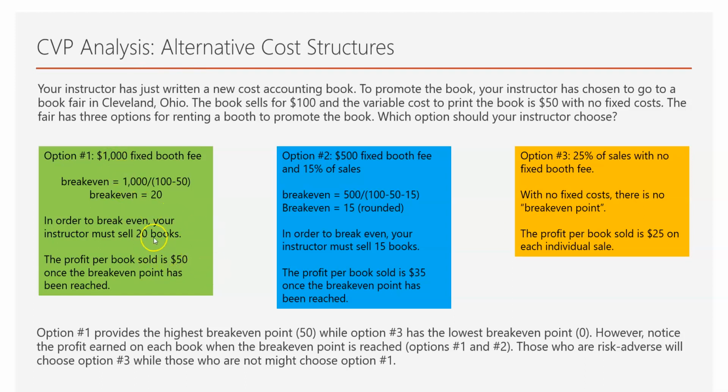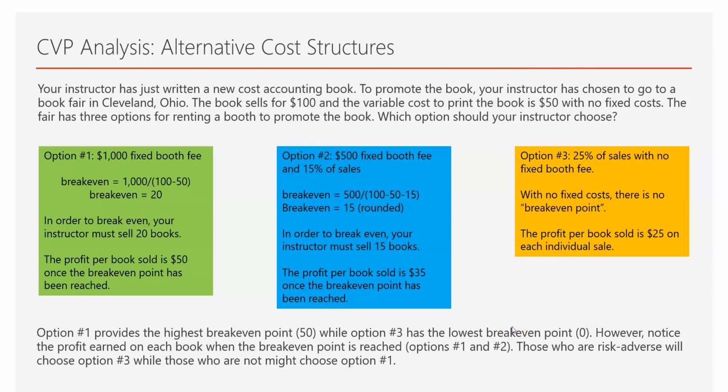Then I've sold 50 books and I have a profit of $50 each after my break-even point. So I have 30 books times $50 each, and I've made some good money. So where my profit if I sell 50 books is less under option 2, and if I sell 50 books, my profit is even less under option 3.